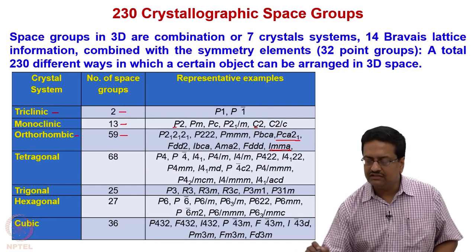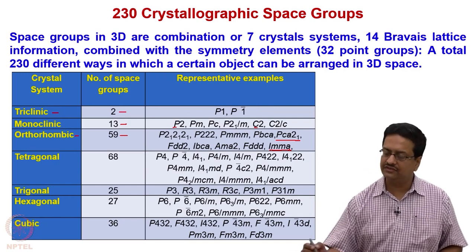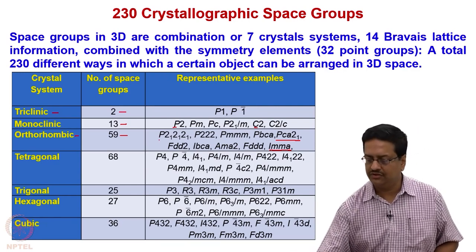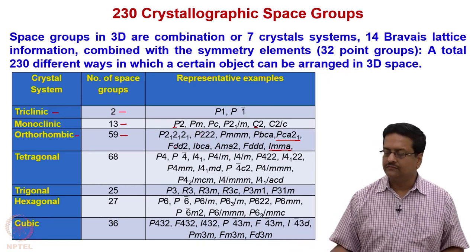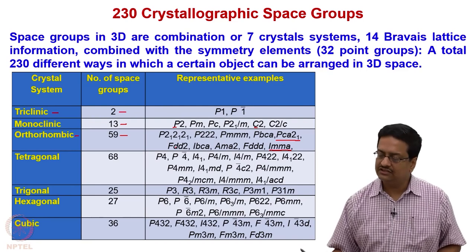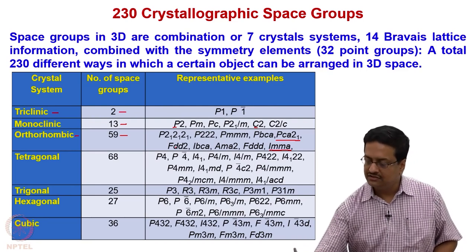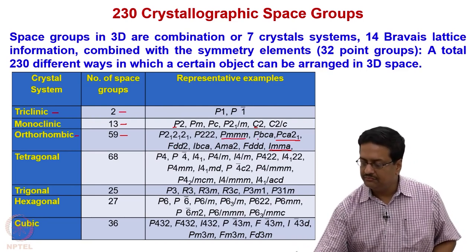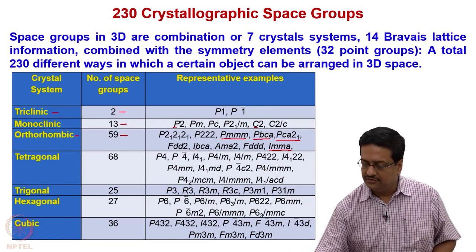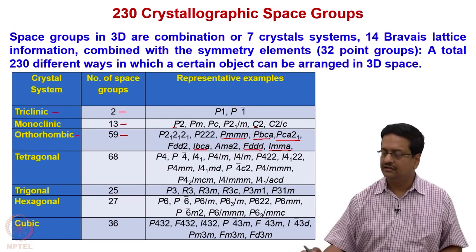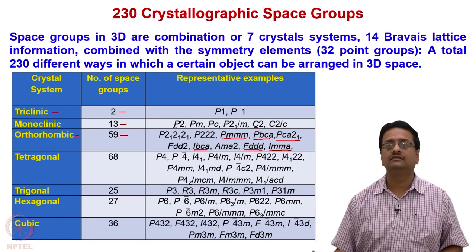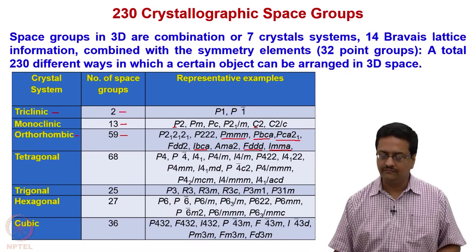Once again, among these, there are some space groups which are non-centrosymmetric, for example P21212 1, P222, Fdd2. These are non-centrosymmetric space groups, whereas Pmmm, Pbca, Ibca, Fddd, Imma, these are all centrosymmetric space groups.